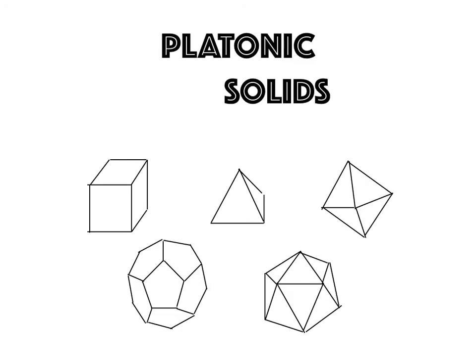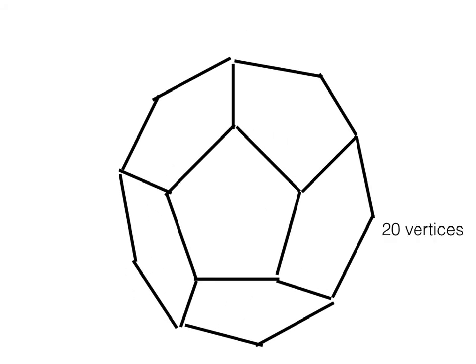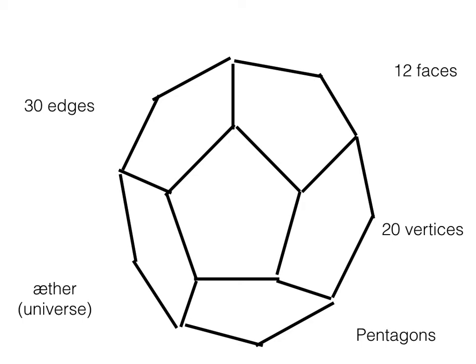Now we'll be looking at the dodecahedron. It has 20 vertices, 12 faces, 30 edges. It stands for the universe or ether, which is a fancy term for it, and it's made up of pentagons, and it has 108-degree angles.